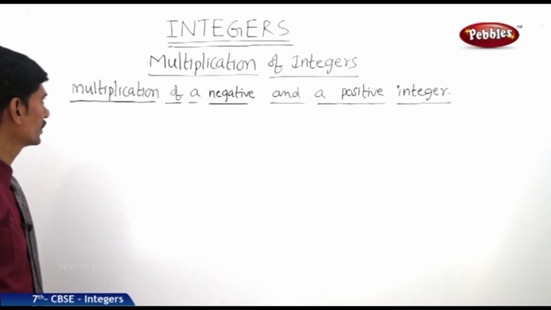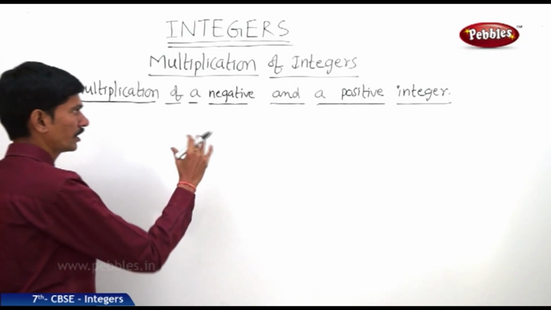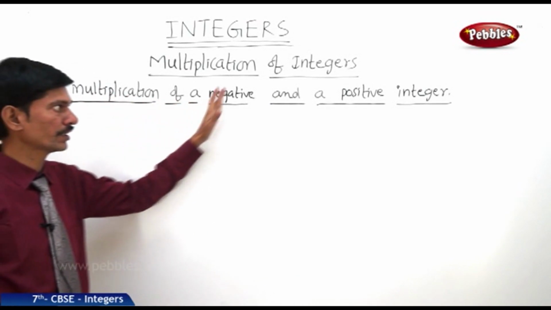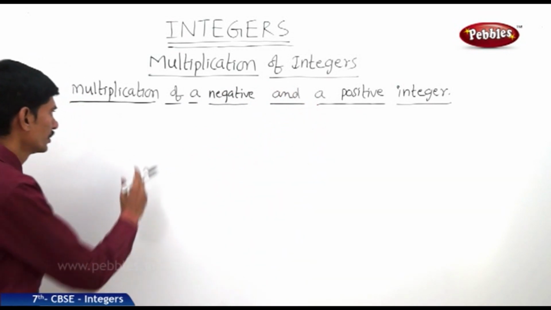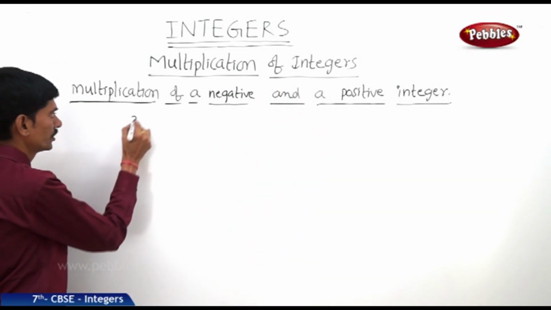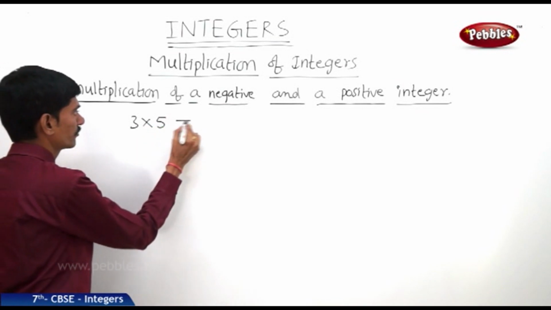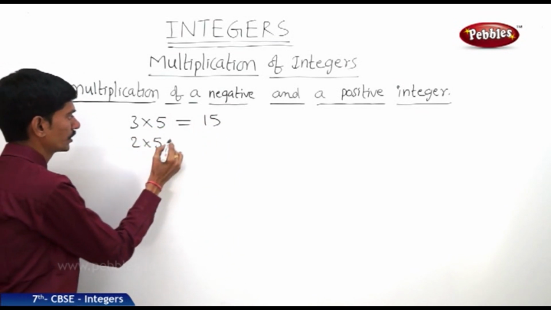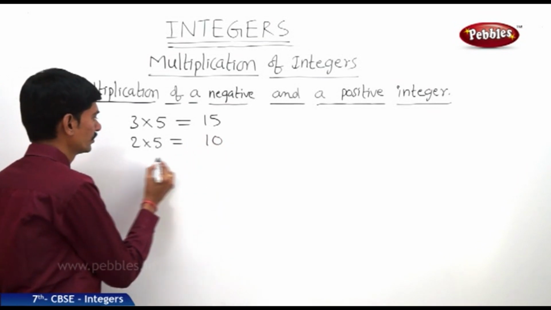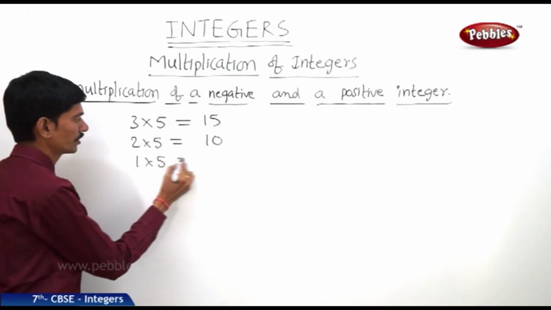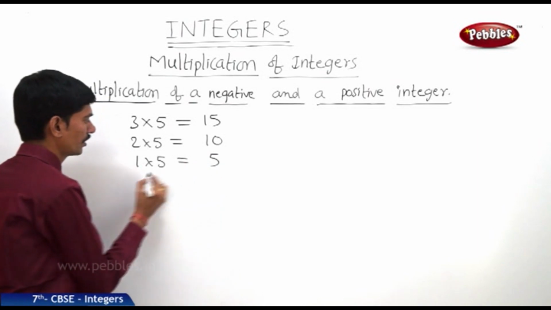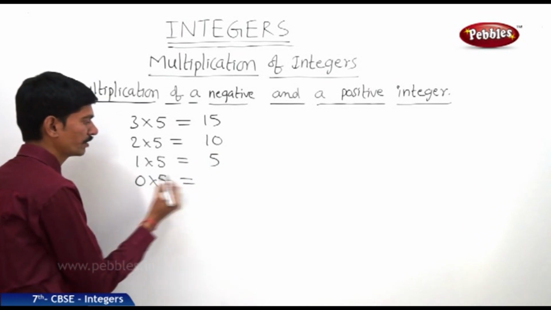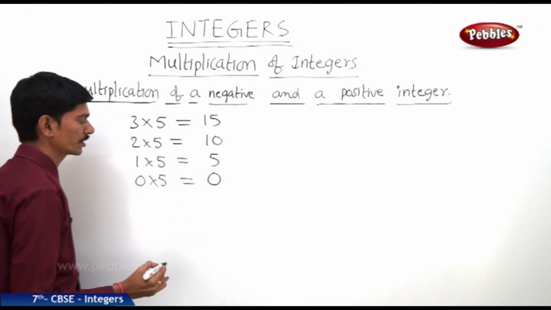Now let us multiply a negative integer and a positive integer, means the multiplication of a negative integer and a positive integer. Now let us take an example. 3 into 5 equals 15, and then 2 into 5 equals 10, 2 5s are 10. So 1 into 5 equals 1 5 is 5, and then 0 into 5 equals 0, 0 into any number gives 0 as a product.